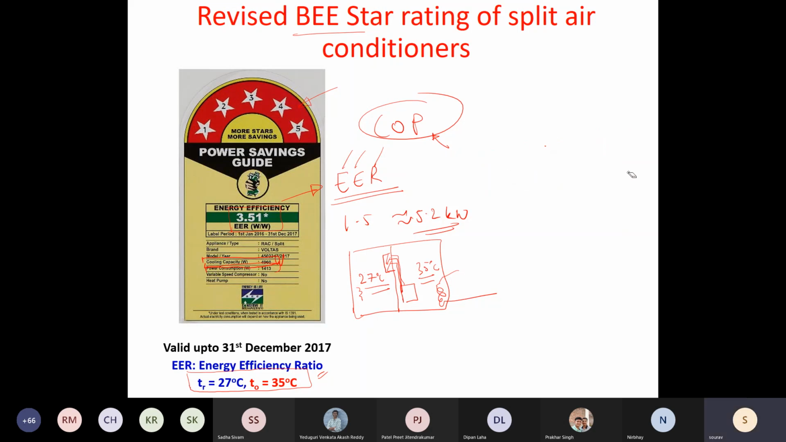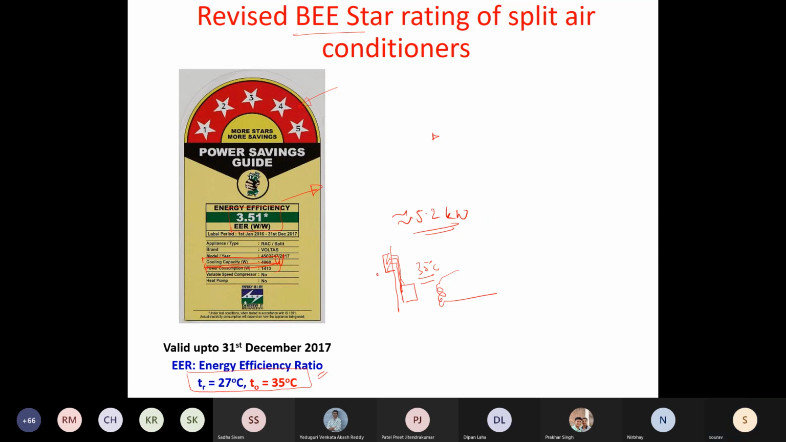But then quickly the ministry realized that, okay, this is very good from an academic point of view because we are doing the testing at a very particular specific condition. But how does it matter for a layman? Because you and I would be operating it across a variety of outdoor conditions. Indoor condition getting fixed is fine, but outdoor condition would be continuously varying.